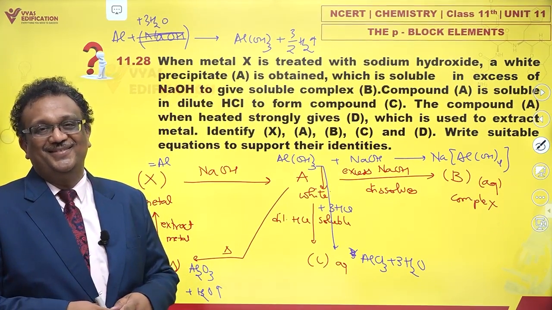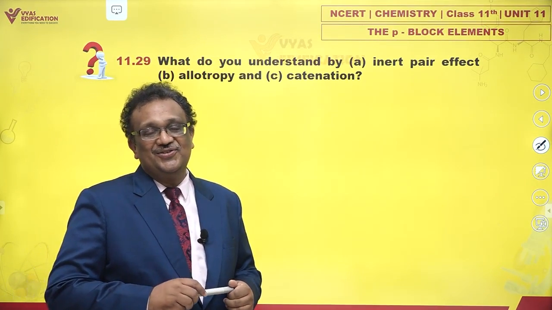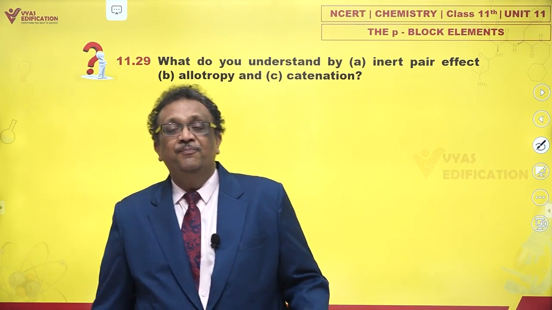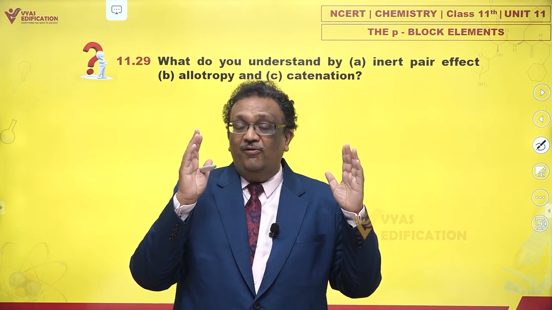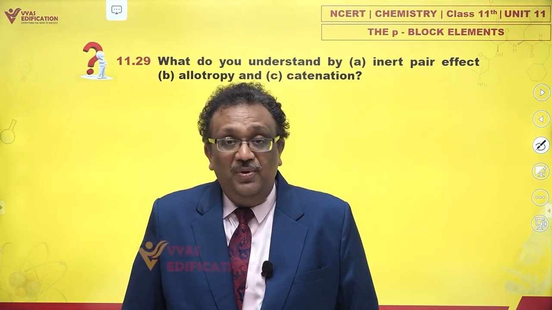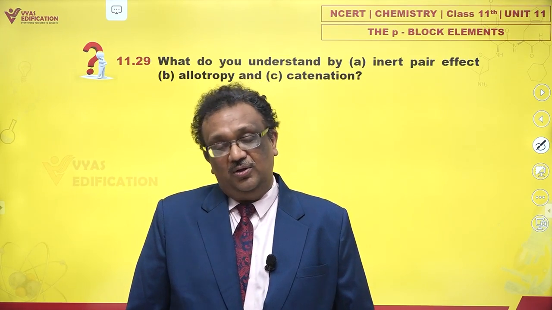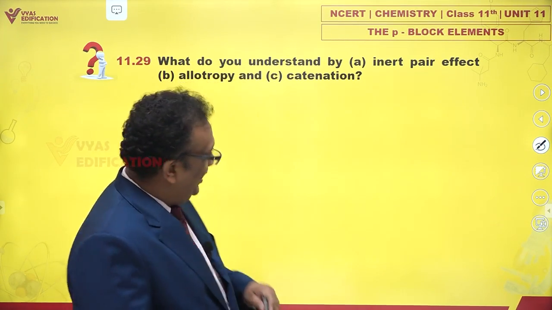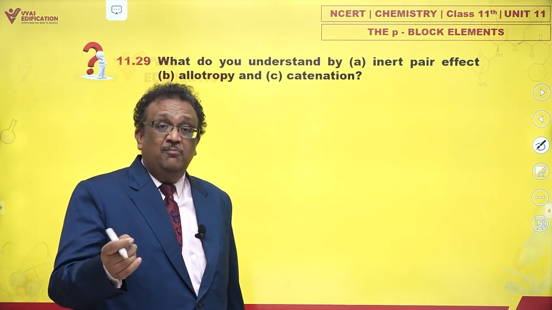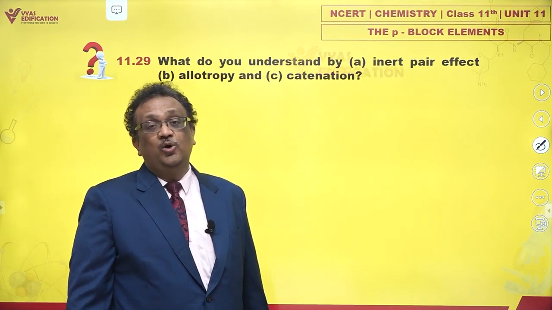Let me go ahead. What do you understand by inert pair effect, allotropy and catenation? Inert pair effect, it is a very simple and beautiful phenomenon. The tendency of p block elements to preferably remain in their lower oxidation state increases on moving down the group. Let me repeat. In p block, elements have a tendency to become more stable in their lower oxidation state on moving down the group in p block.